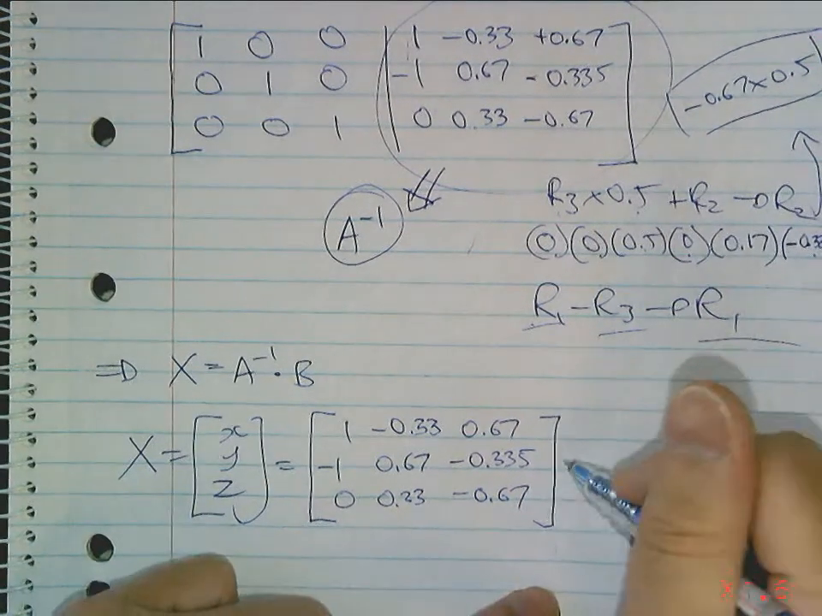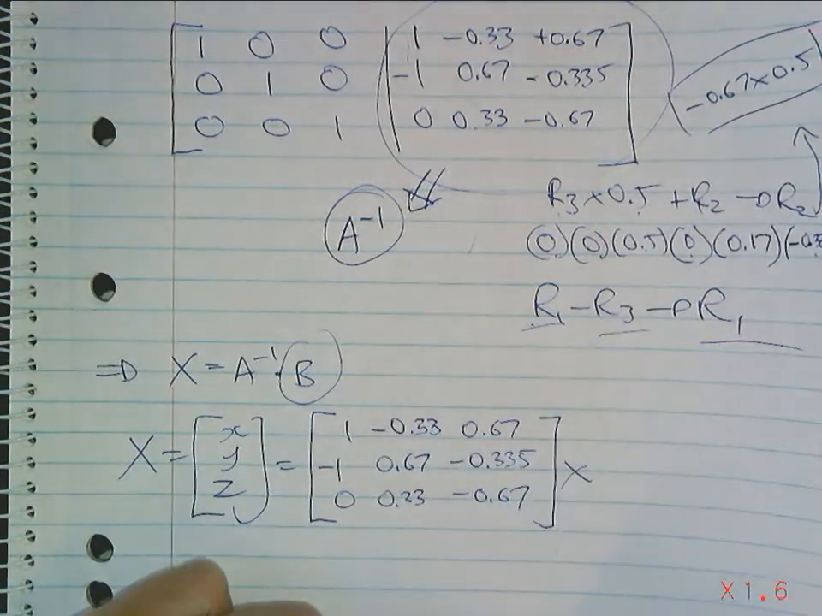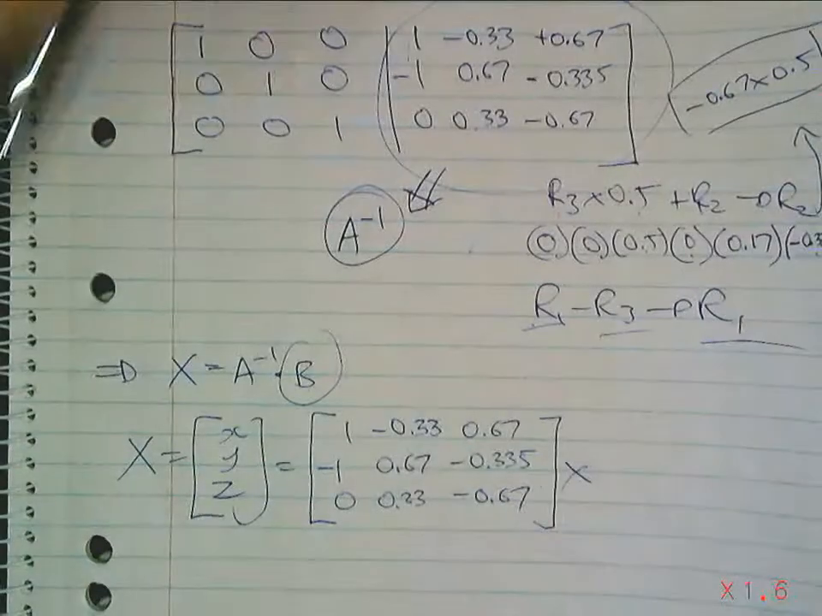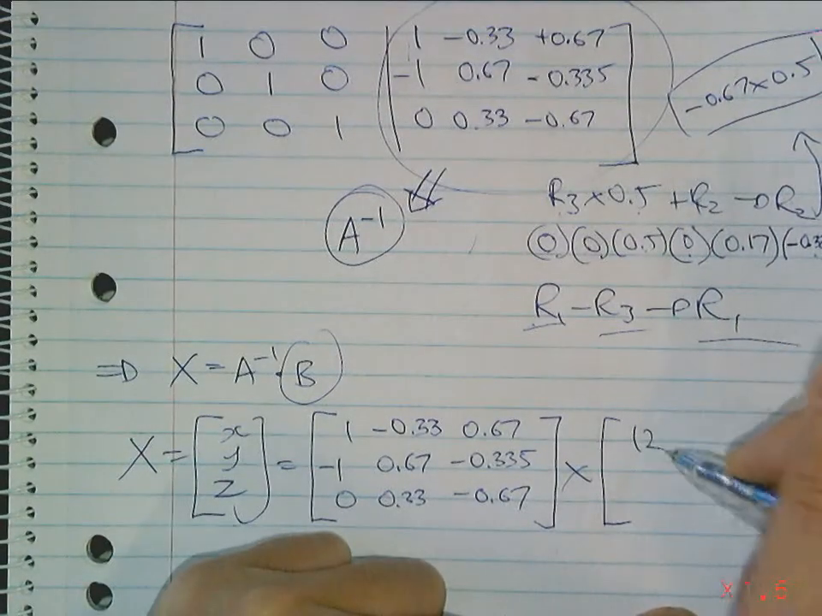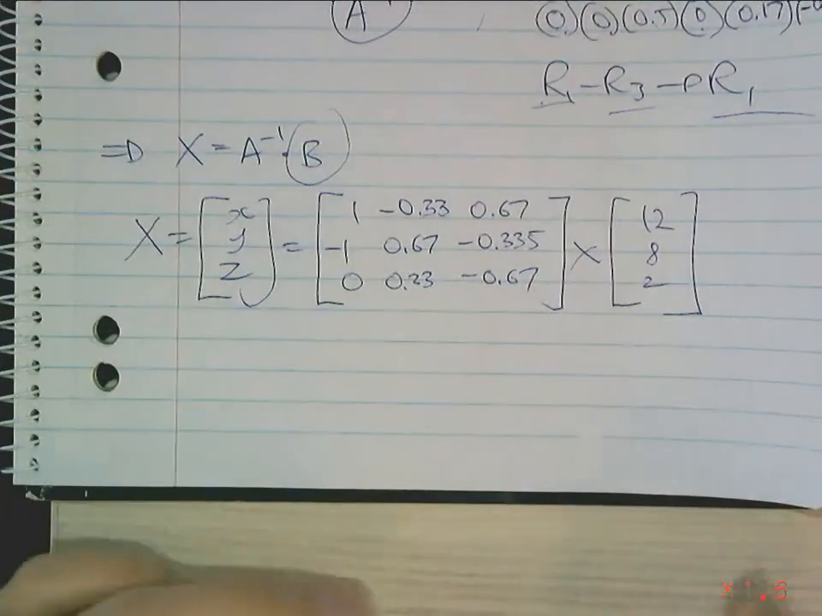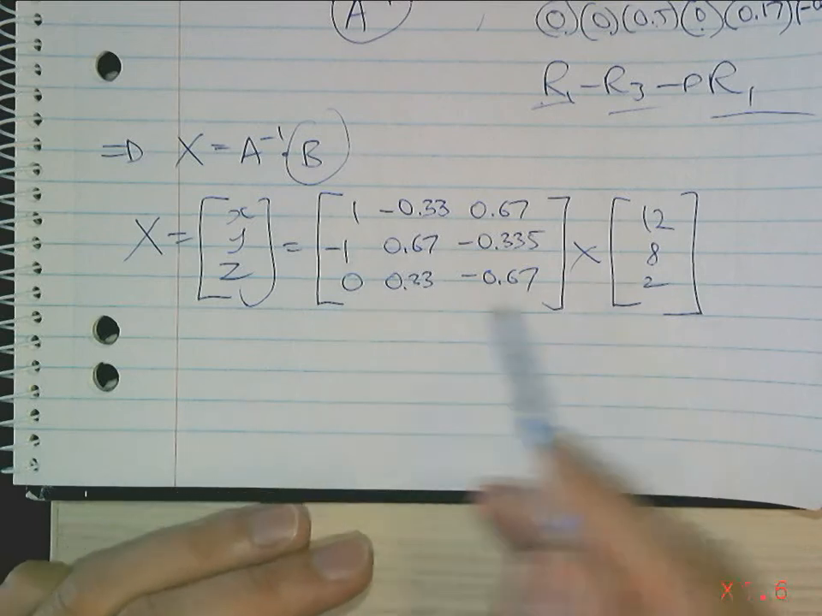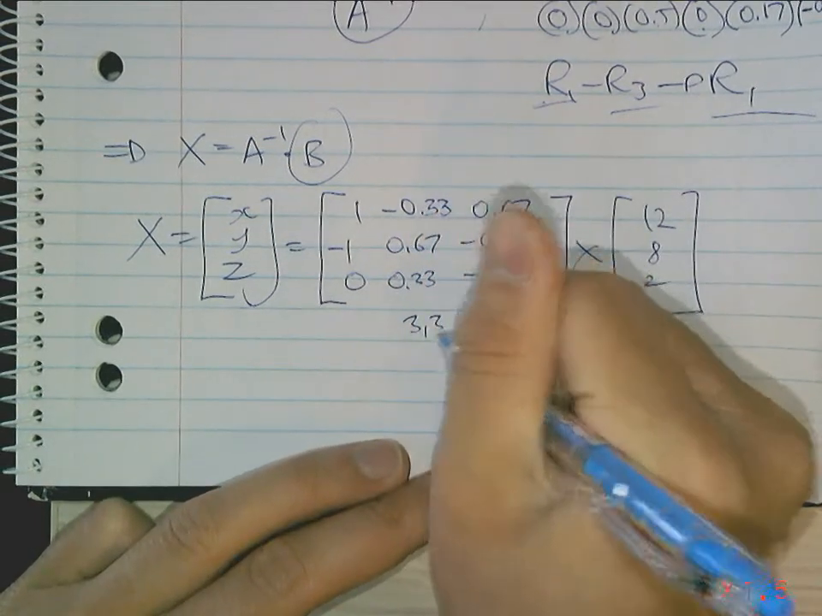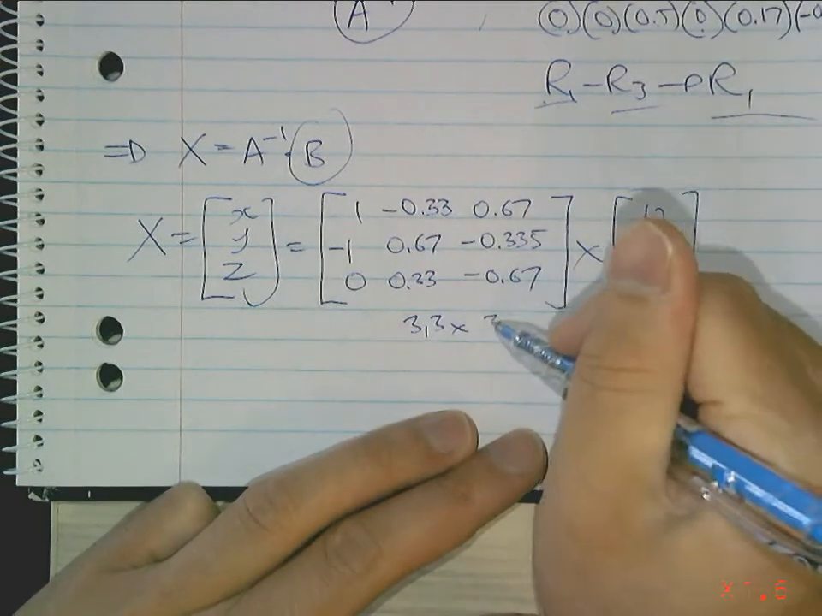Which I'm now going to multiply to matrix B. What was matrix B? Well, matrix B was just this one here, 12, 8, 2. Okay, how do we multiply matrices? Remember, the insides need to be the same. So this is a 3 by 3. This is what we learned last week, which we multiply by 3 by 1.